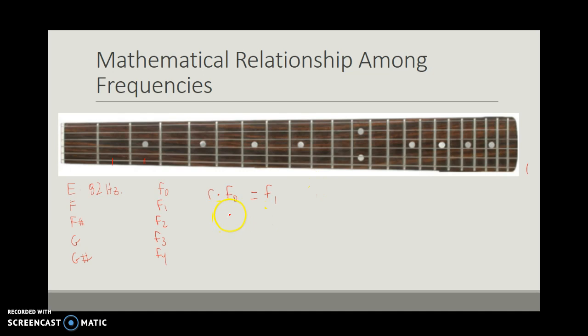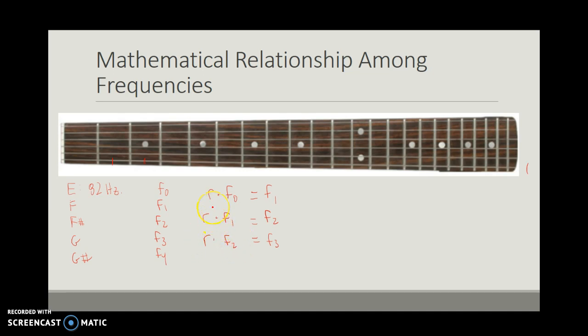Similarly, if you take the frequency of the note played in the first fret and multiply it by that same common ratio, or common factor, you get the frequency of the note in the second fret. You repeat this to get the frequency of the note in the third fret: you take the frequency of the note in the second fret and multiply it by this common ratio r.